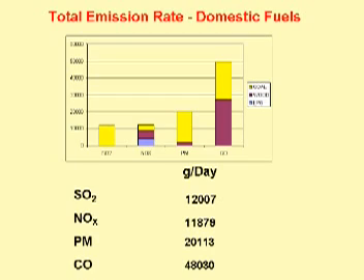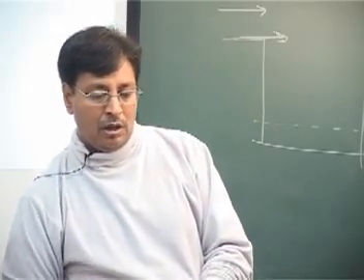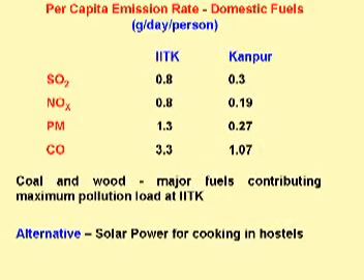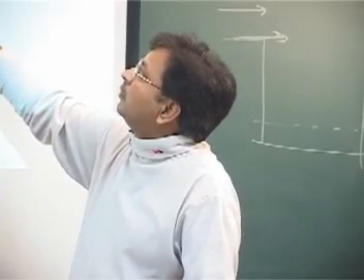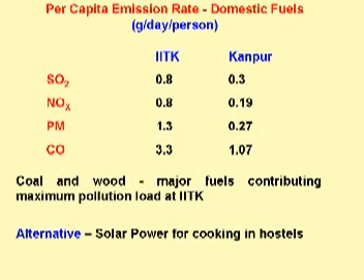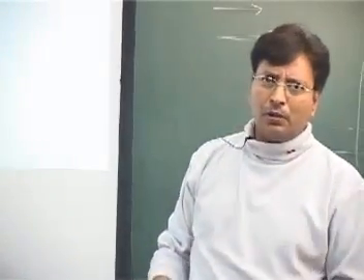So this picture will look like this. Okay, then you can say who is responsible for what. The CO is how much, the particulate matter is how much, and so on and so forth. Okay, per capita emission rates in domestic fuel. So SO2 high, okay, because we need lots of energy, like NOx was high, particulate matter was high and CO was high as compared to Kanpur. Okay. So you can see here that we cause more pollution in terms of per person. The richer you get, the more pollution you cause.